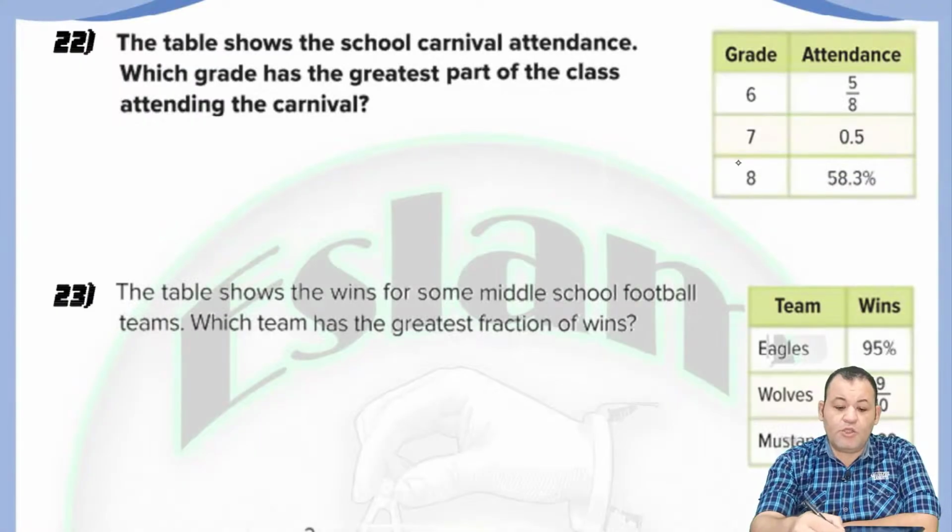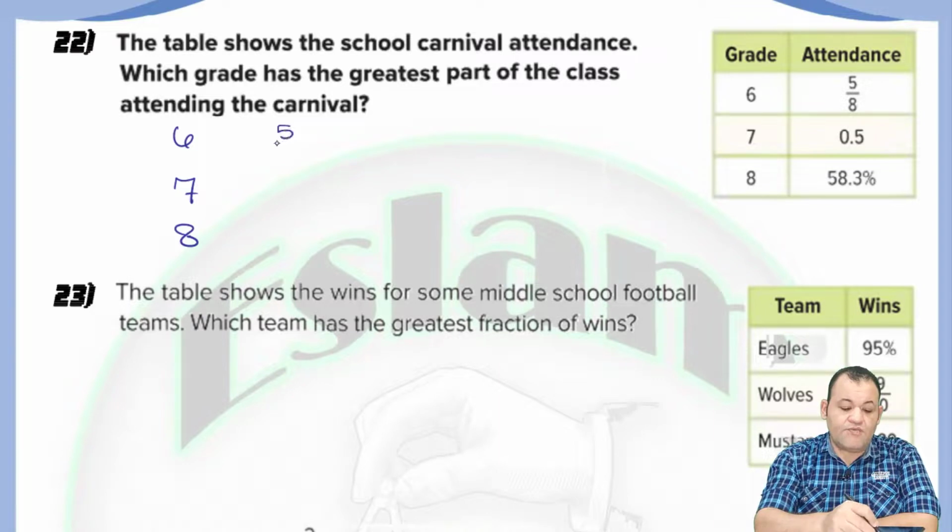In this problem, we need to find the greatest number of the students who attend the school carnival. For grade 6, we have 5 over 8 of the students attend. Grade 7, 0.5. Grade 8, 58.3%. If you look at the question, you will find that we have 3 different forms. So you need to write all of them in one form. So we have here grade 6, grade 7, and grade 8.